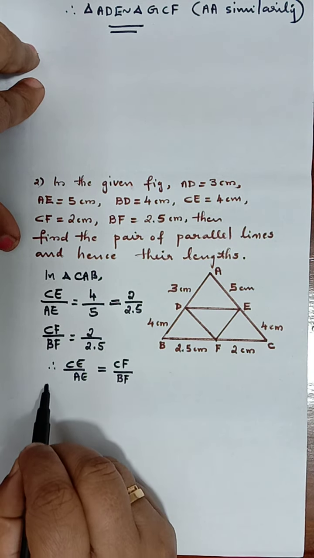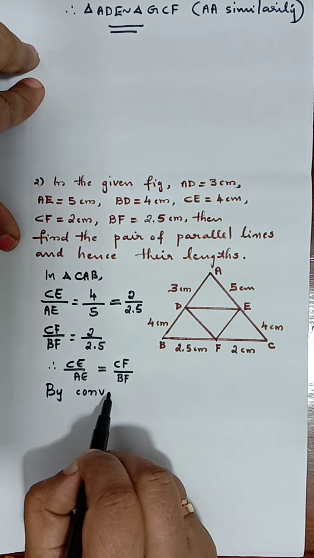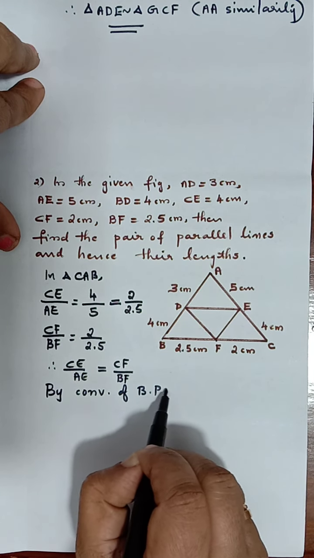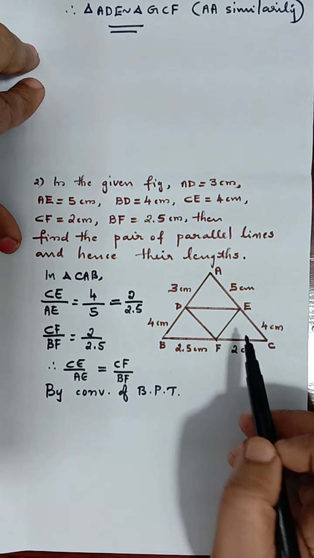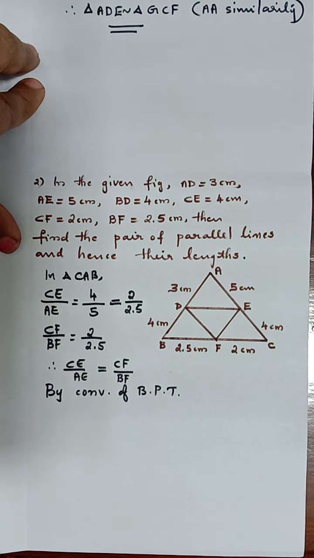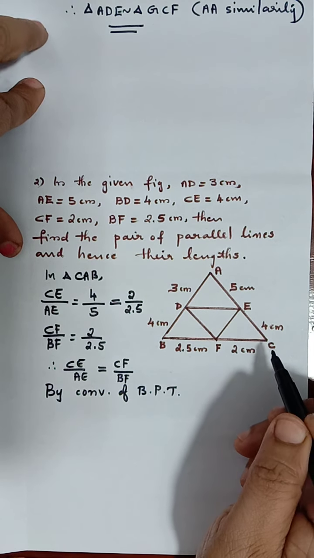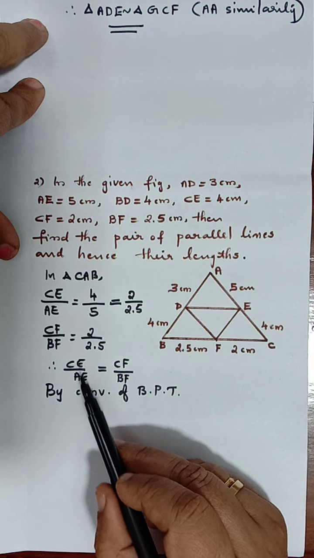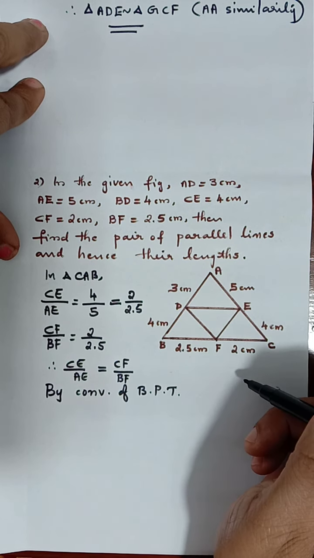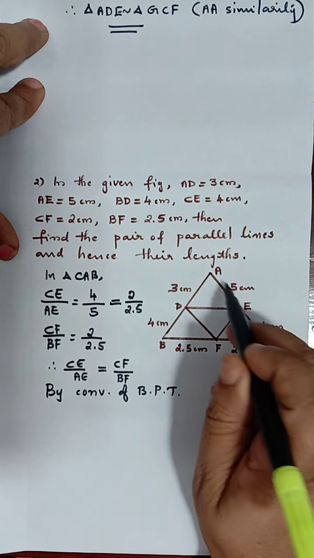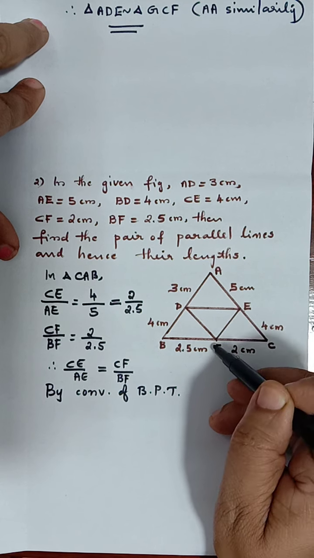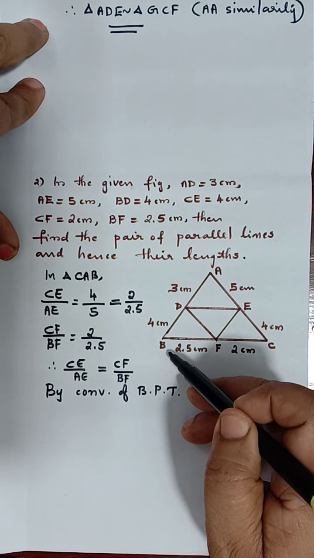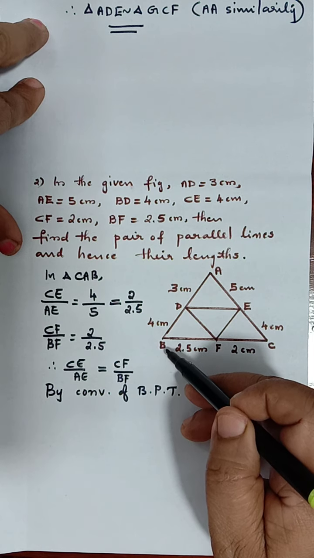Here, by the converse of the basic proportionality theorem, the converse of BPT, if a pair of sides are proportional, then the lines are parallel. That is, if CE by EA equals CF by FB, then EF will be parallel to AB. That is the converse of the basic proportionality theorem.